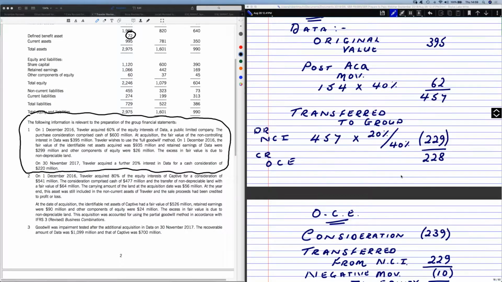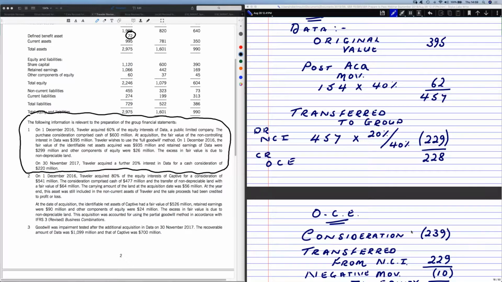What would you do if the goodwill was impaired, and it was impaired on the 31st of October? Well, obviously we would need to calculate the goodwill, and the goodwill impairment would be allocated between the group and the NCI. Please tell me, if the goodwill was impaired on the 31st of October, what percentage of the impairment will be allocated to the group?